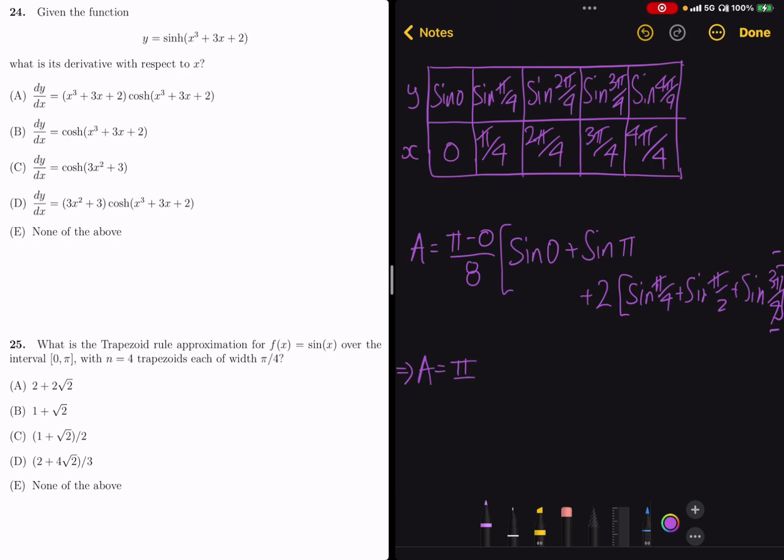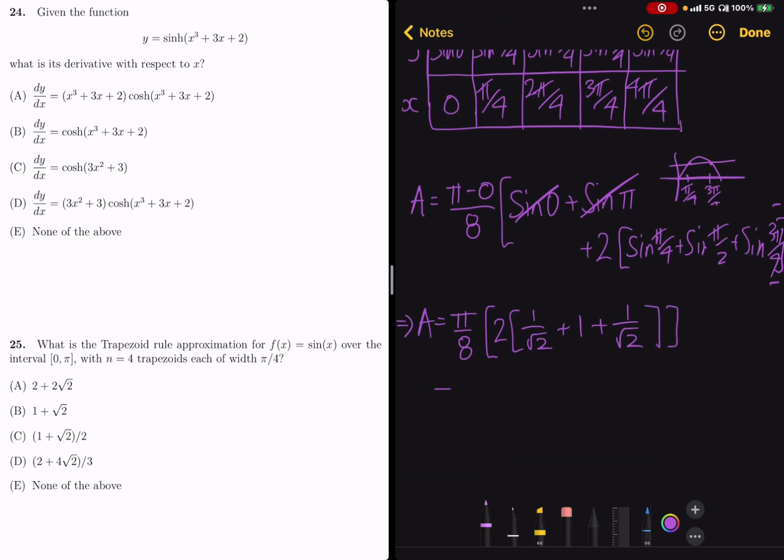So we have pi on 8 times sine of 0, which is 0. Sine of pi is also 0. So then we have 2 times sine of pi on 4. Well, sine of pi on 4 we know is 1 on root 2 for our special triangles, plus sine of pi on 2, we know that's 1, plus sine of 3 pi on 4, we know that that's also 1 on root 2, because the sine function does this. If this is pi on 4, this is 3 pi on 4, these actually have the same y value.